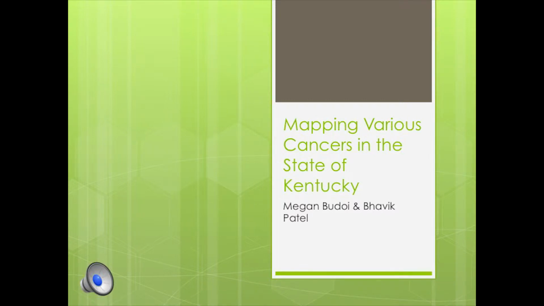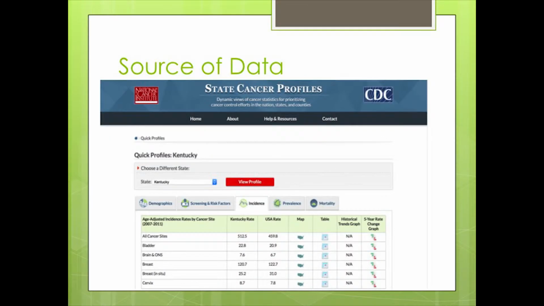So for our project, we chose mapping different cancers in the state of Kentucky. To start, we looked up CDC databases and we found the National Cancer Institute, which gave us data from all of the different states and the whole United States, but we chose Kentucky because that's where we are right now.